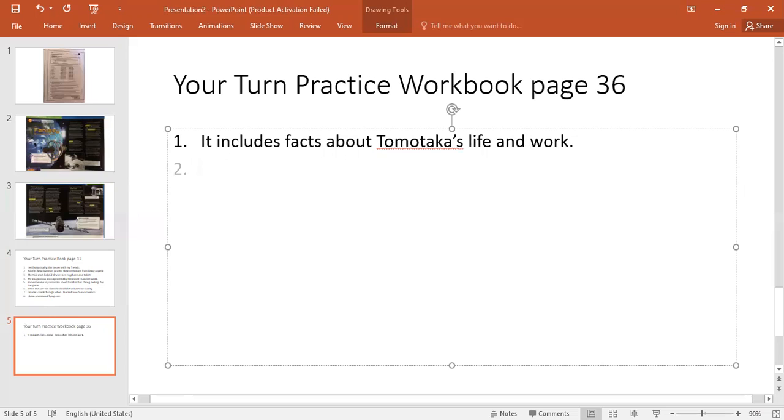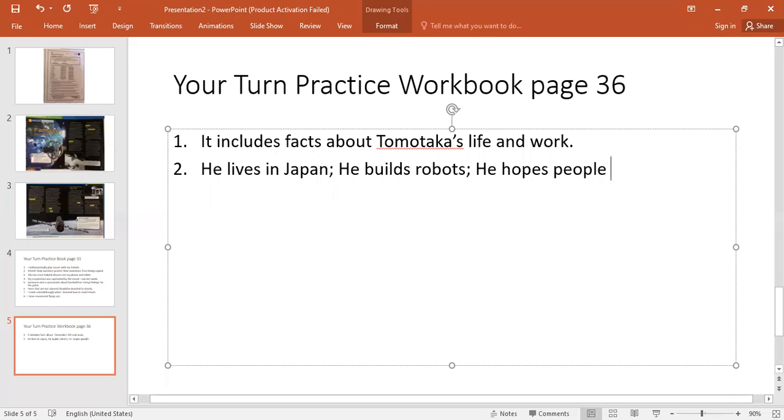Okay, identify 3 facts about Tomotaka Takahashi that are included in the text. Here are some of the possible responses. There are, of course, other possible answers. He lives in Japan. He builds robots. And he hopes people will use his robots in everyday life.